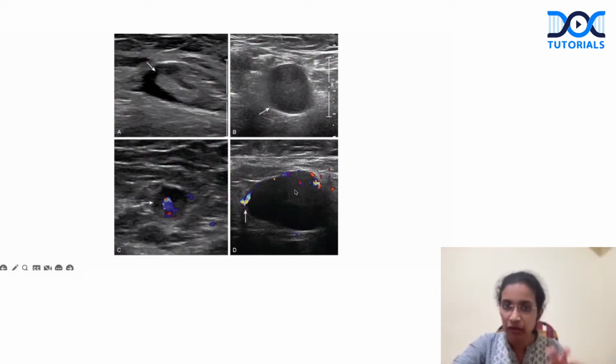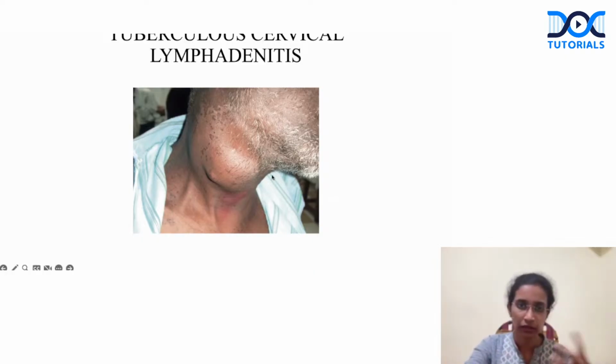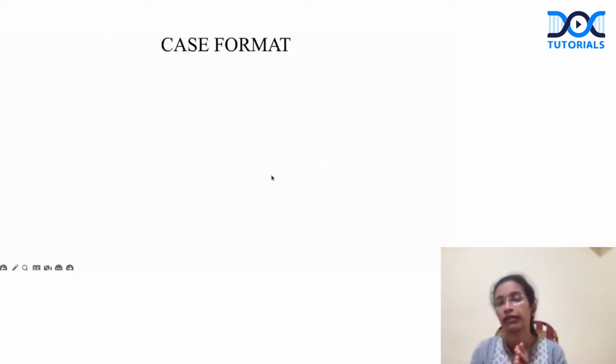So this is the abnormal color Doppler showing an abnormal lymph node with peripheral blood flow. Yes. So these are some basic, significant points on how to approach a patient with a cervical lymph node. Now I'll give you some important points. We'll discuss some important points about tubercular cervical lymph nodes. So this is a case showing a tubercular cervical lymph node.